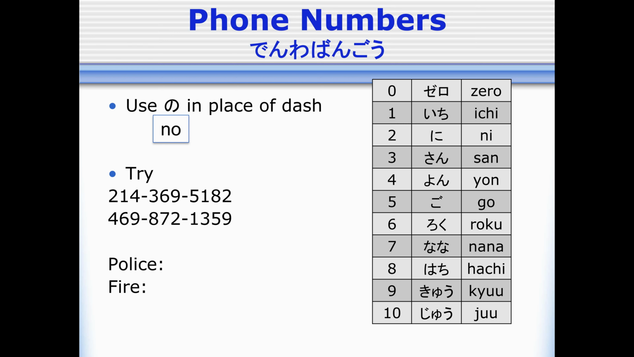So we practiced numbers last time. Now we're going to use those numbers for some basic things we can do in Japanese. The first thing we're going to learn to do is ask and tell phone numbers. This is very straightforward in Japanese.